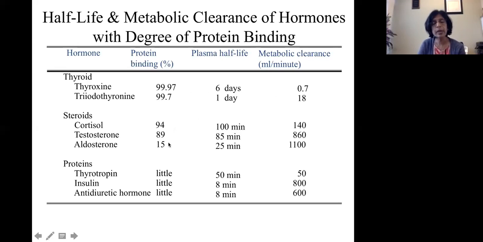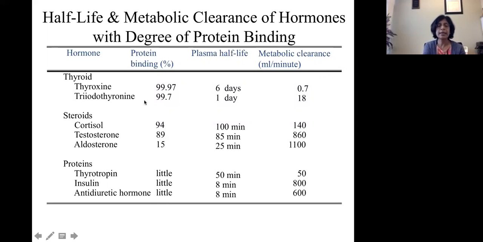Okay, good. Here is a nice summary of the hormones that are bound versus the hormones that are not bound, and then the half-life of these hormones and the clearance time. You don't have to memorize this. This is just a good reference, but you know already that thyroid hormones and steroid hormones require carrier proteins. Protein binding is therefore much higher. Now, protein hormones do not require carrier proteins.